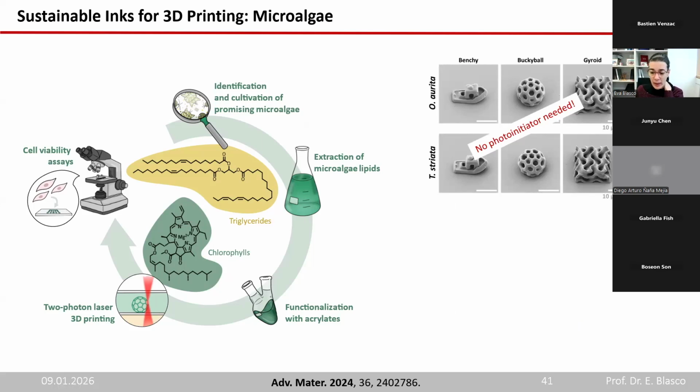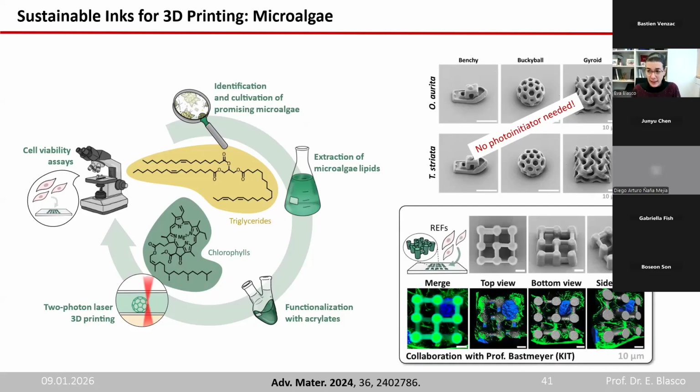And maybe the people working more with bio applications know that very often an excess of photoinitiator or things like that can be toxic for cells. So here we have the advantage that we don't need it. And again, in collaboration with Professor Basmaya, we could prove that this also has low toxicity. So we can grow cells around it as a scaffold very nicely. We have an alternative to vegetable oils, and of course, we will continue exploring other alternatives.